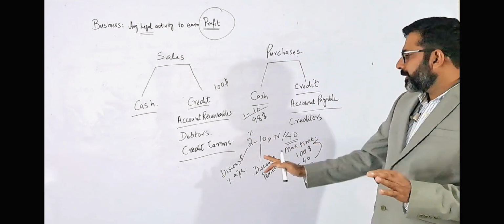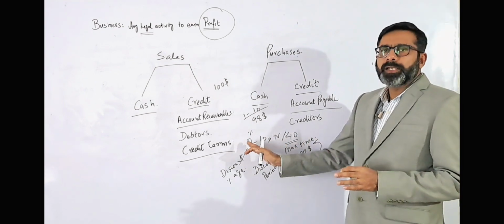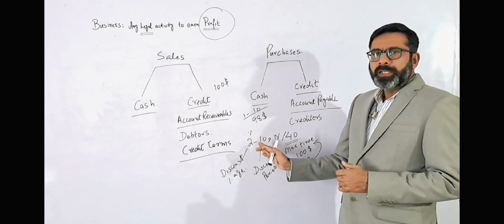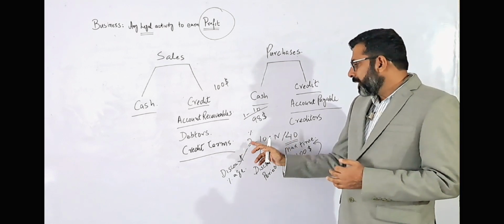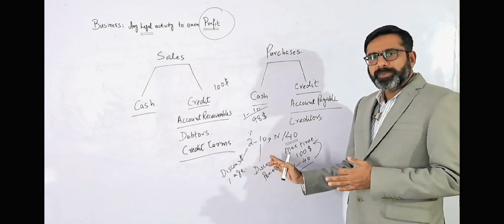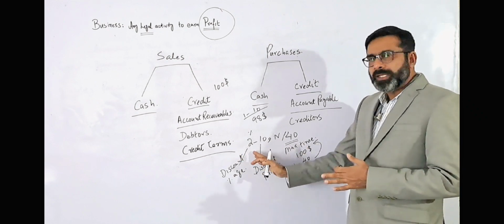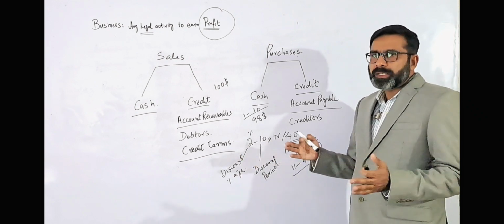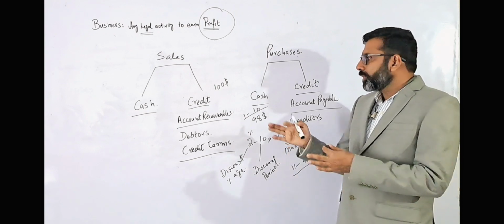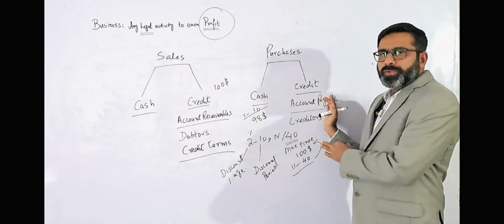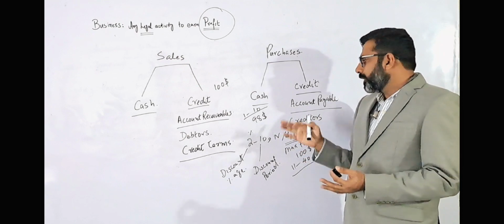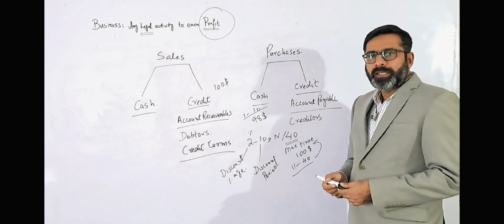It can be any term, like 3/10, it can be 4/10, it can be 1/10, it can be 1/15. So the number of days can change, the credit period can change, the percentage can change, the maximum time period can change. It depends on the credit terms, or how you are dealing with your customers, or how your customers or suppliers are dealing with you.